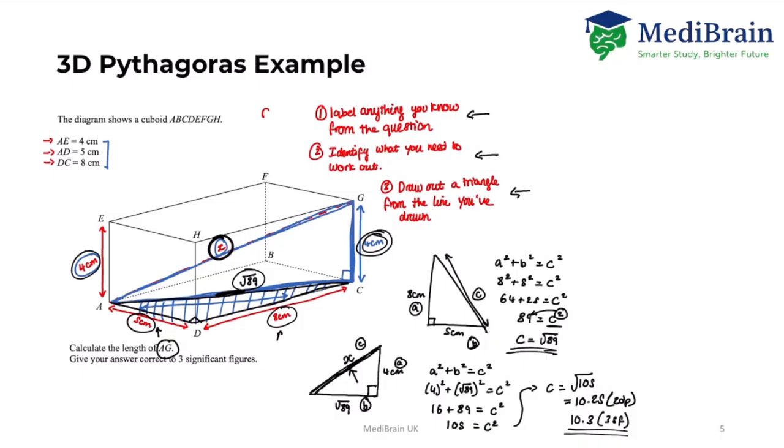If you have any questions on this, let me know. So ultimately, all you're doing here is trying to make yourself a triangle and use Pythagoras to work out the length of any sides in that triangle.